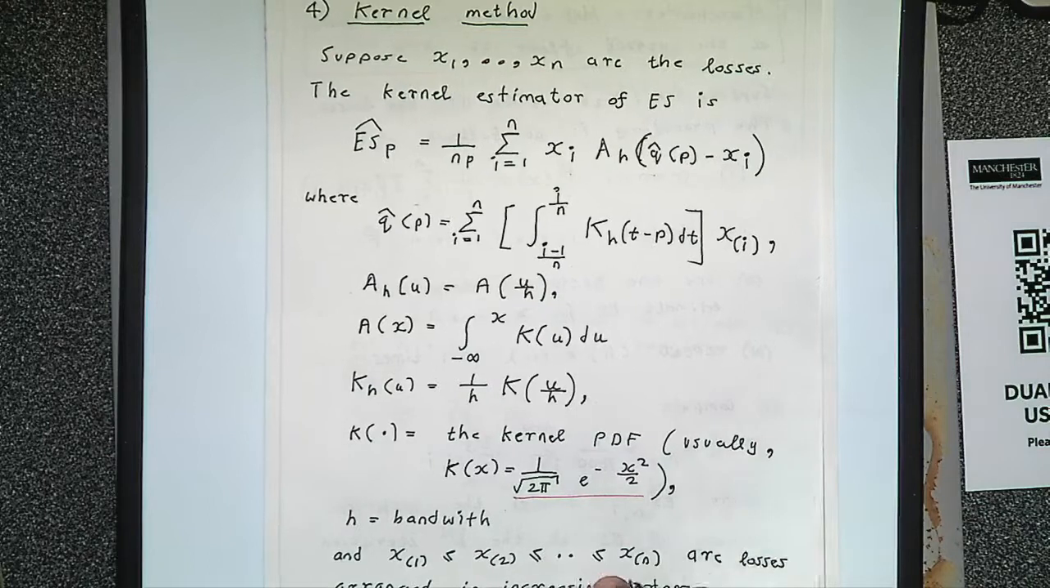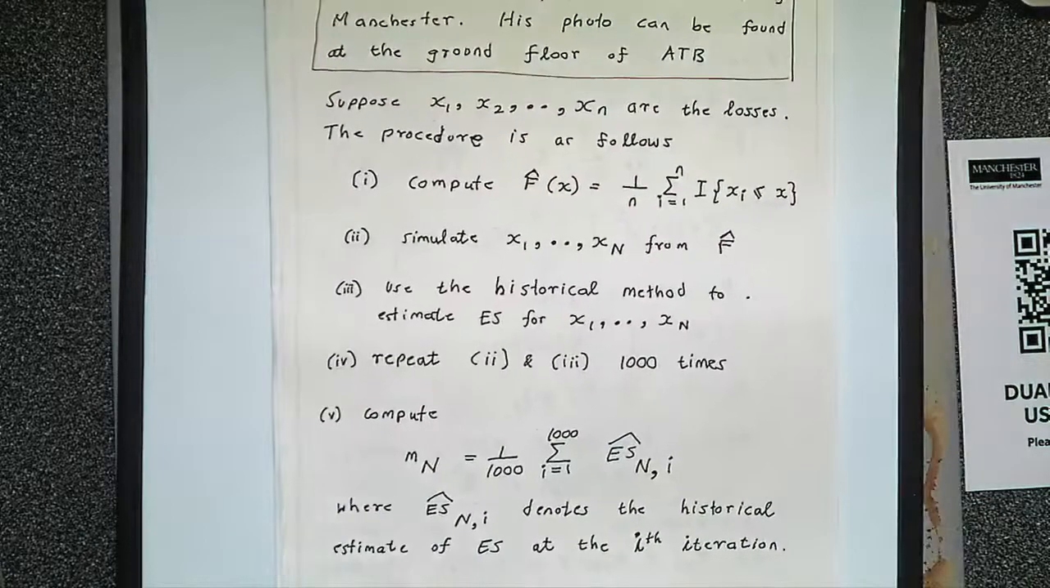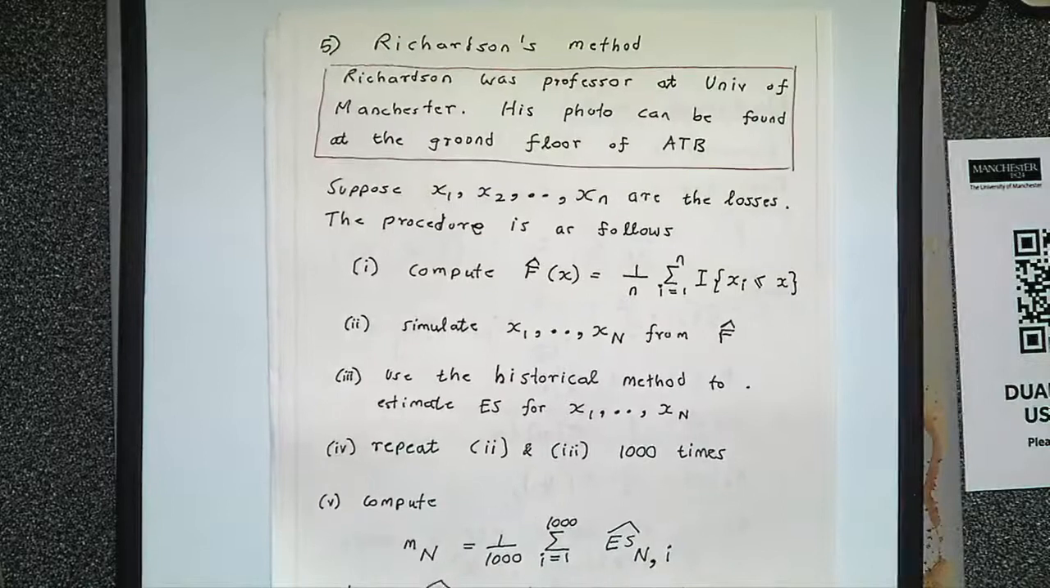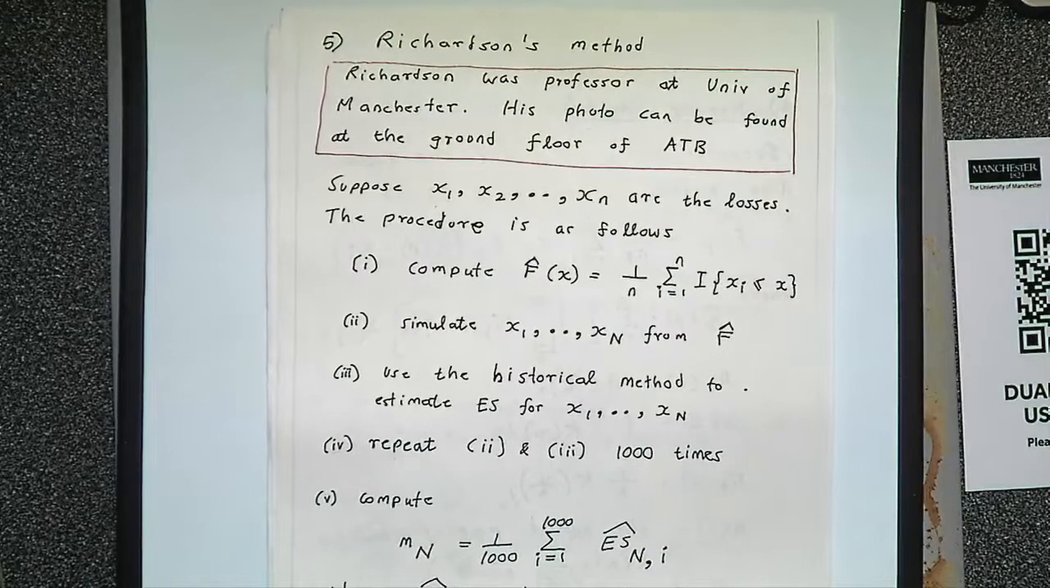And method number 5 is known as the Richardson method. Actually, Richardson was a professor at the University of Manchester. You can see his photo at the ground floor of the Alan Turing building.